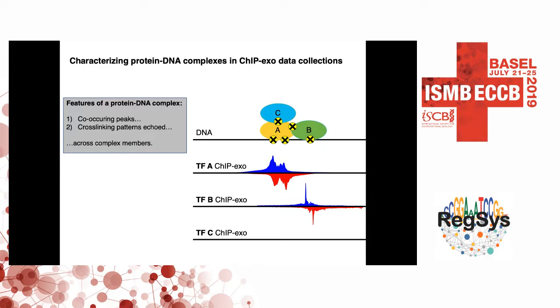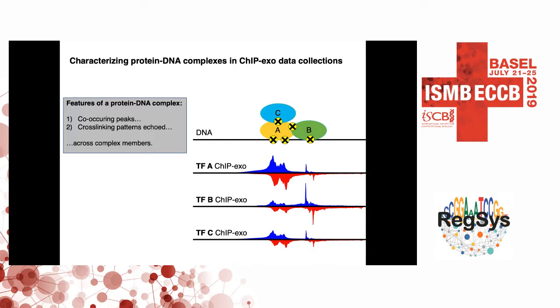Of course, you would see A's cross-linking pattern where A is cross-linked. You'd see B's cross-linking pattern where B is cross-linked. However, first of all, you should see clusters of binding sites for A and B, clusters of peaks that are spatially proximal to each other in a recurring fashion along the genome. However, we also think that there might be cross-linking echoes in this data. What I mean by that is, because A and B are crossing together, you should see an echo of B's cross-linking signature in A's ChIP-exo data, and likewise A's in B's. And C should be a mixture maybe of both of these cross-linking patterns because it's crossing to DNA through both of these direct binders.